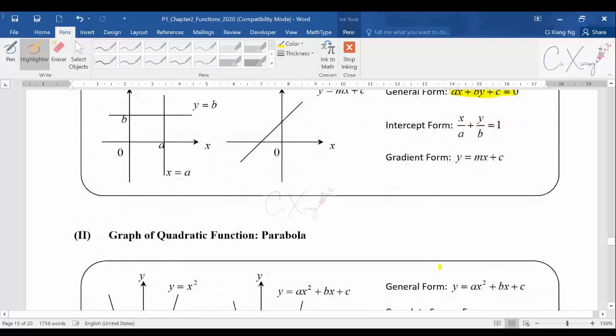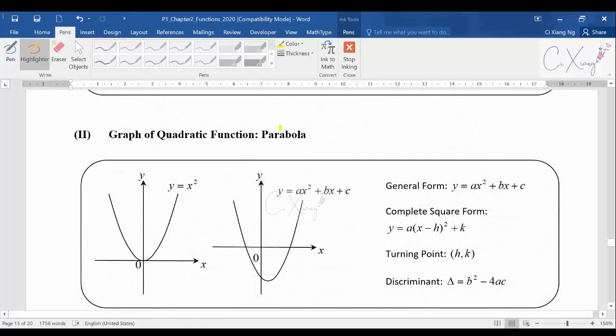Next we have the basic graph of the quadratic function, and we call the shape a parabola. The general form is ax squared plus bx plus c. Usually when we want to do transformation, we start with the basic function first. The basic function of quadratic is x squared. All the other types of quadratic equation or expression are generally transformations of this basic shape. For quadratic, you need to know the completing square form. To me, this is very important.